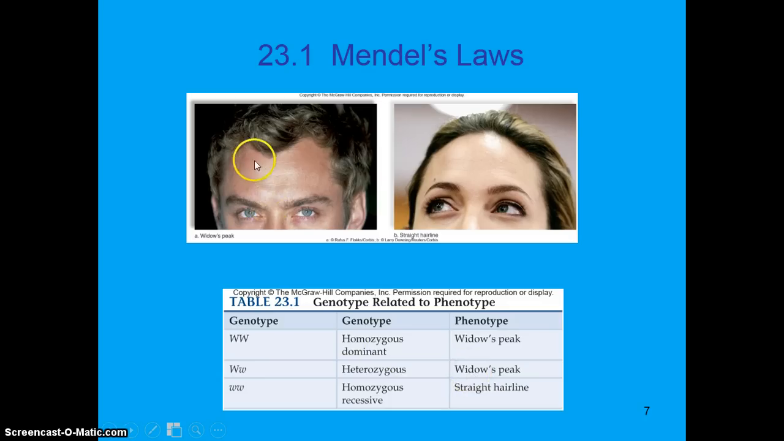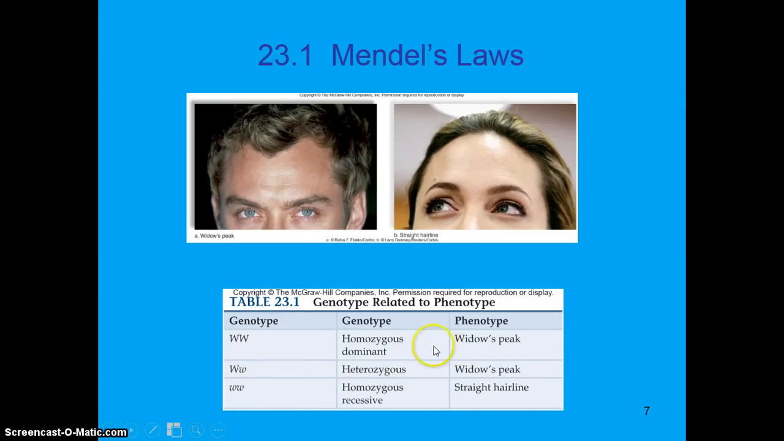So when we look at this gentleman here with the widow's peak, do we know what his phenotype is? Well, his phenotype is evident. He has a widow's peak. But we don't know his genotype because he could either be big W, big W, or big W, little w. We can't tell by looking because it only takes one copy of that gene to make that evident.